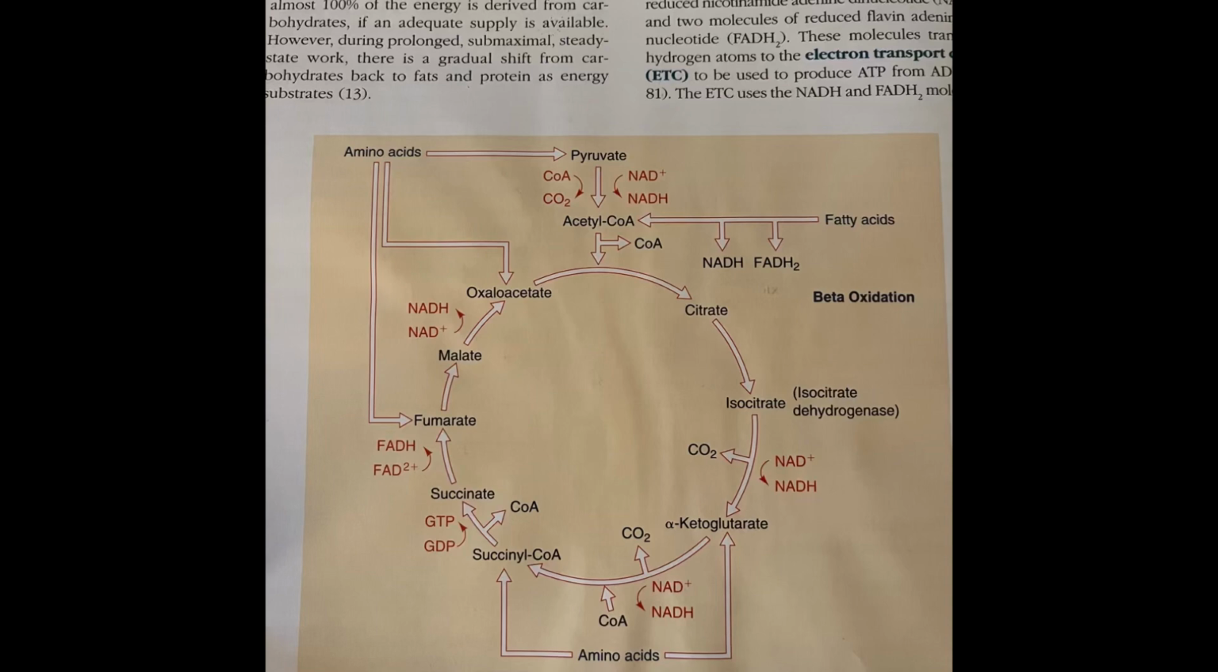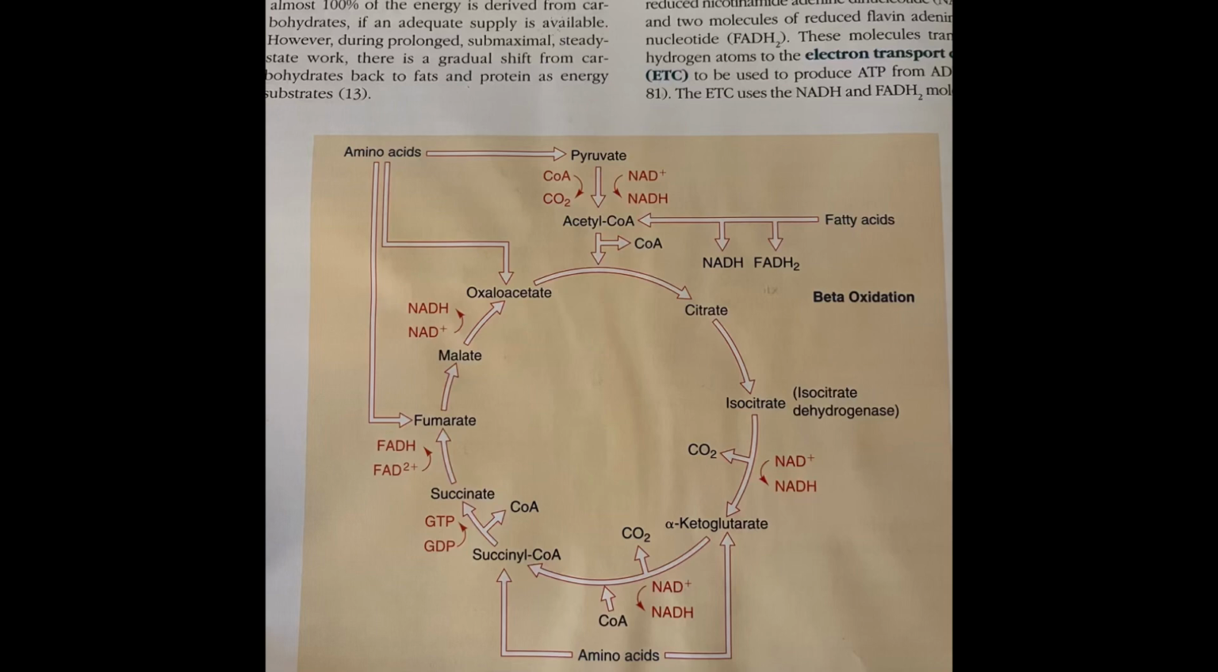Step 3: oxidative decarboxylation of isocitrate. Isocitrate dehydrogenase catalyzes the conversion of isocitrate to alpha ketoglutarate. During this reaction, isocitrate loses a carbon atom as CO2 and transfers electrons to NAD plus to form NADH.